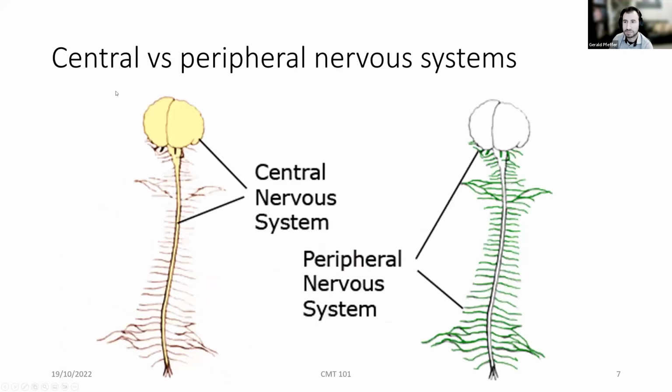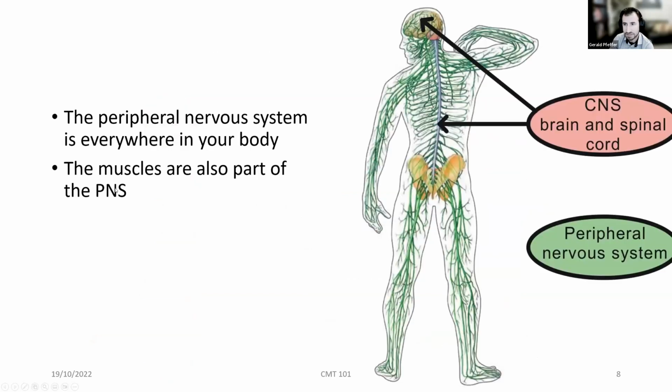You should be aware about the central and the peripheral nervous system. CMT and neuropathies are peripheral nervous system disorders. The brain and spinal cord make up the central nervous system, and signals that come in and out of the brain and spinal cord are carried through the peripheral nervous system, which are all these nerves that go throughout your body. The muscles, by the way, are also part of the peripheral nervous system, and it's a bit of a misnomer.